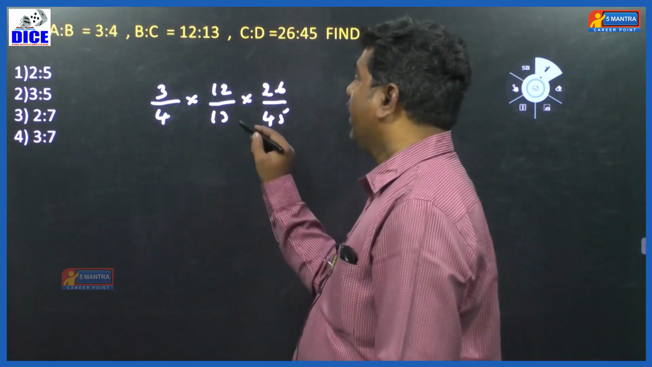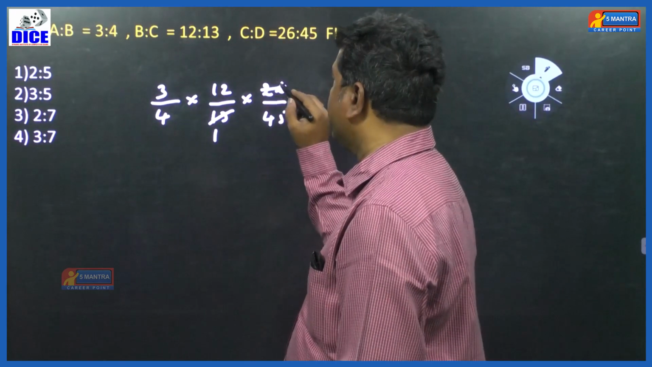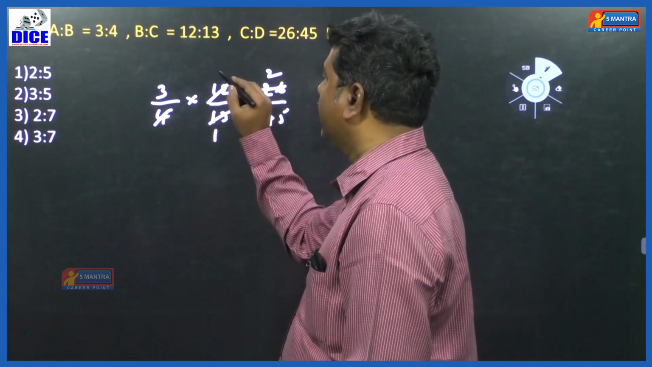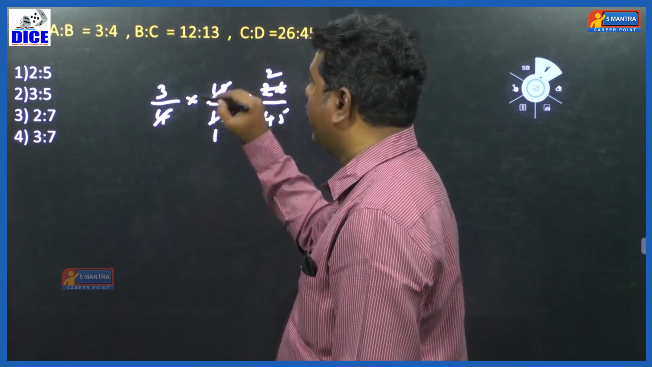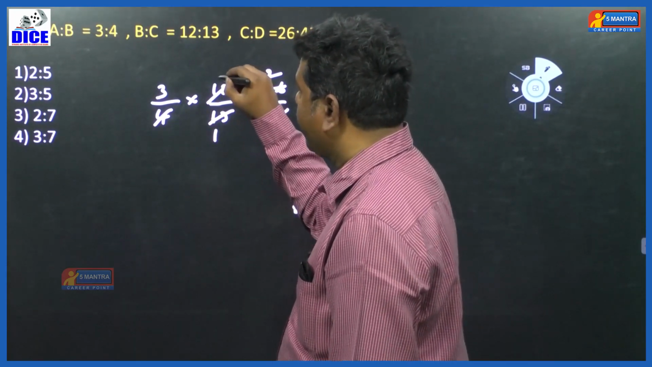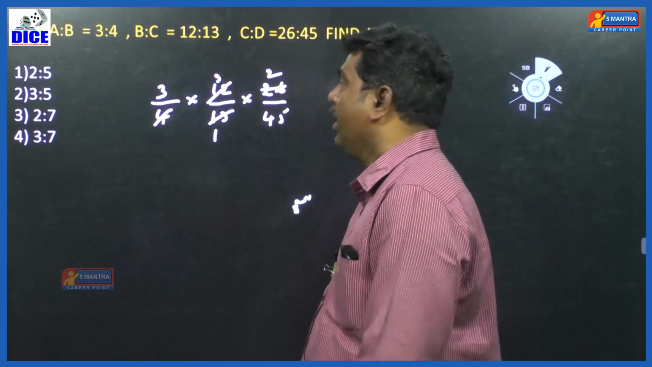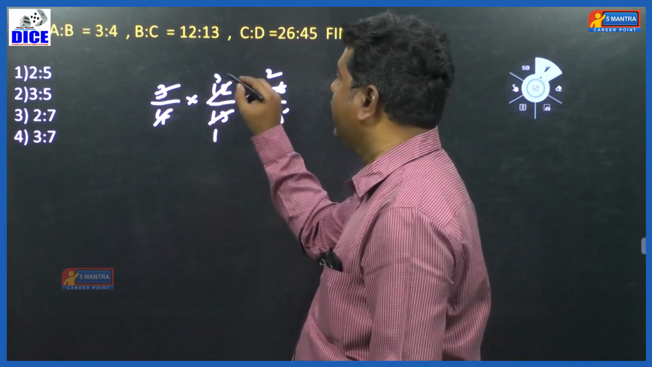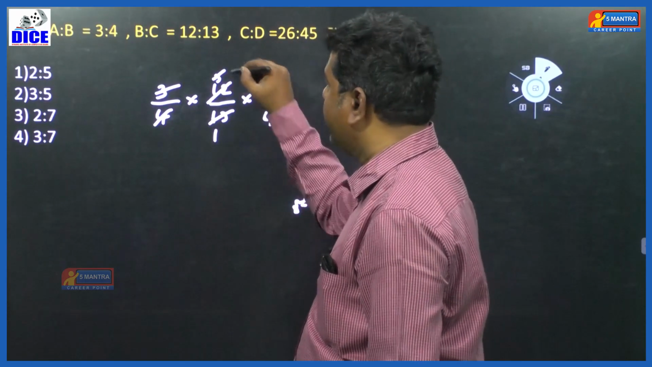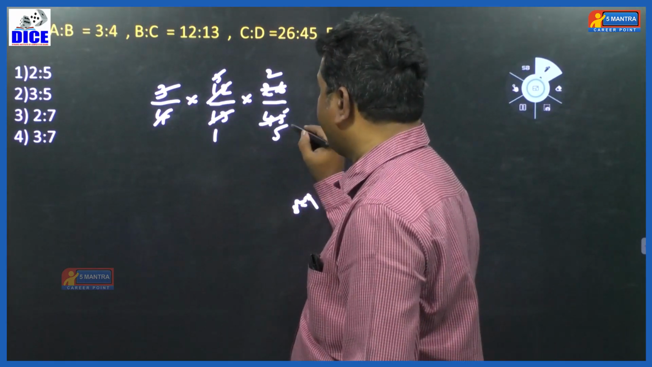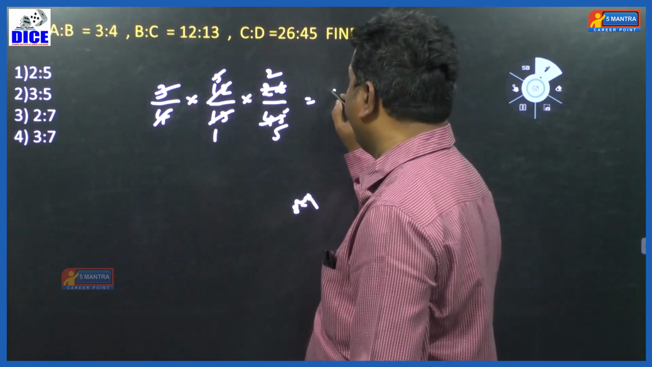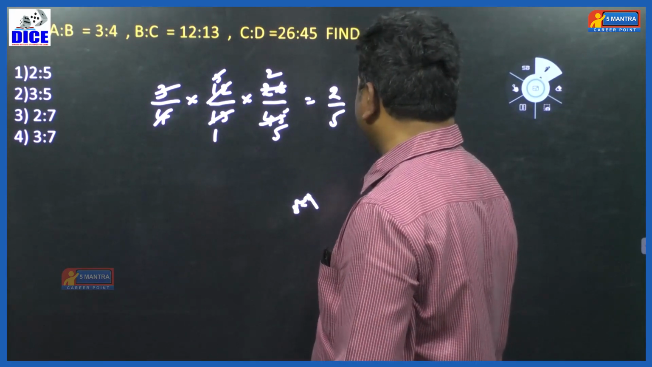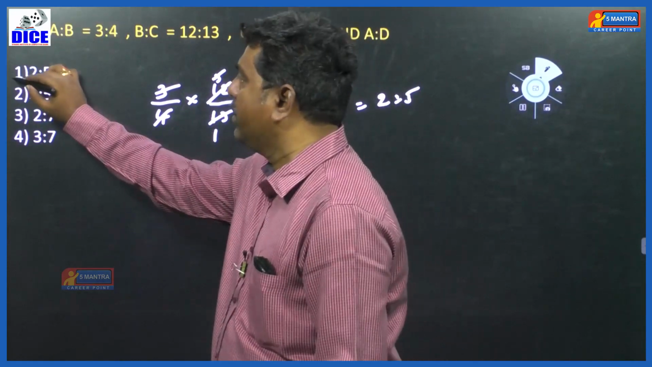So you can write like this: 3 by 4, 12 by 13, 26 by 45. Now see here, 13 ones are 13, 13 twos are 26. 4 ones are 4, 4 threes are 12. Now here 3 into 3 is 9. 9 ones are 9, 9 fives are 45. The remaining is 2 by 5. Therefore the answer is 2 is to 5. First option is the answer.